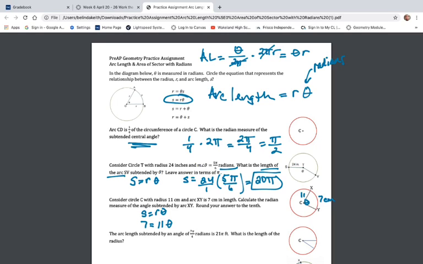So basically, you're going to divide both sides by 11. This is an exact answer. This question is asking you to round it to the nearest tenth. So when you put that in your calculator, you're going to get 0.6 radians. All right, let me scroll this up a little bit.